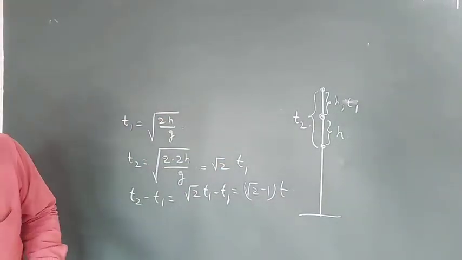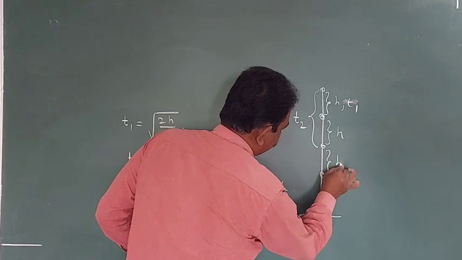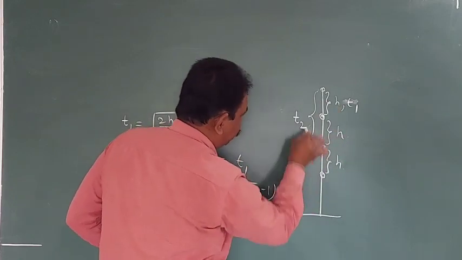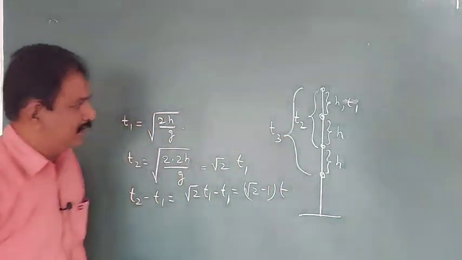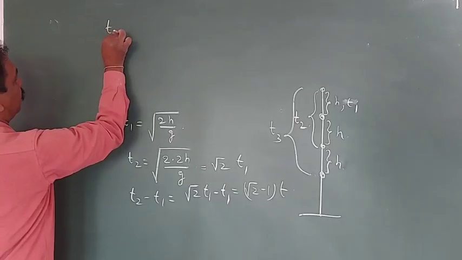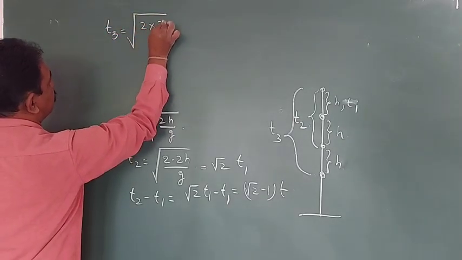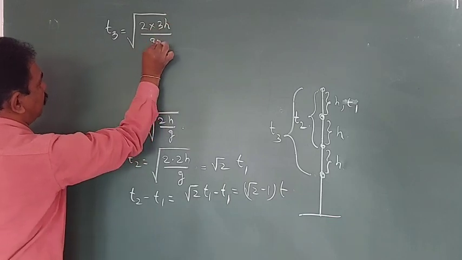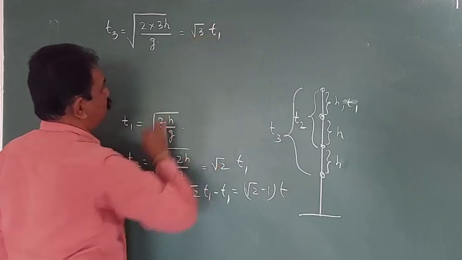To cover the next h, the time to come from here to here, let this be t3. Then t3 value will be how much? Root of 2 into distance, this will be 3h by g. This value is root 3 into t1.